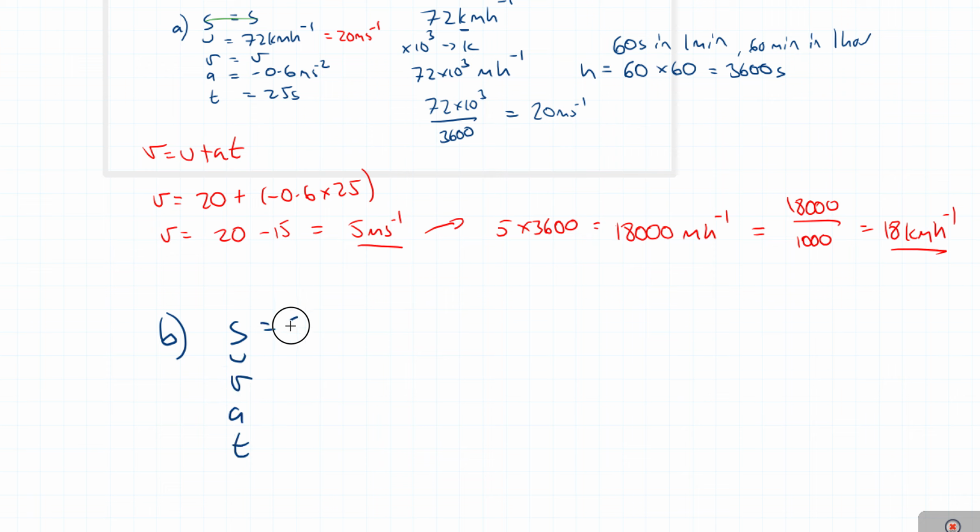SUVAT. S is what we want to find. U is equal to 20 meters per second. V we now know is 5 meters per second. Acceleration is 0.6 meters per second, and T is equal to 25. Again, we have found V in the previous equation in answer, so I would not use this one if possible.